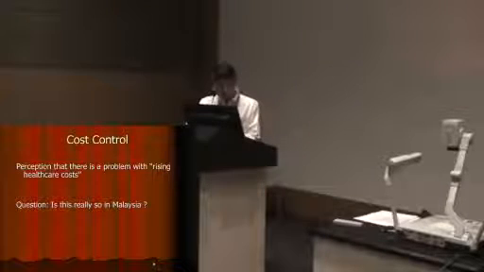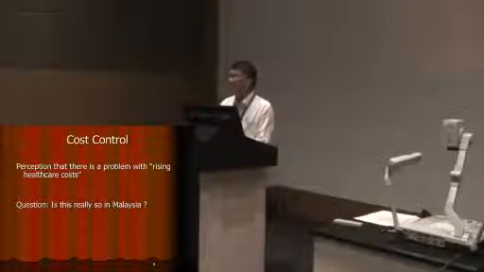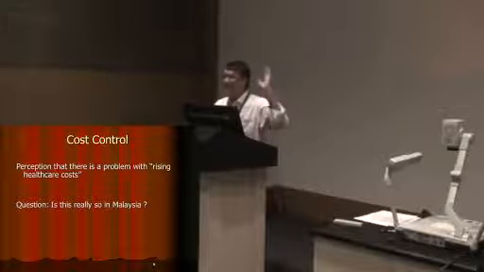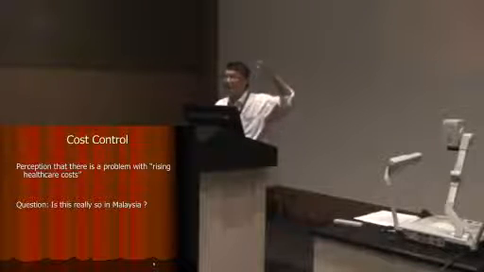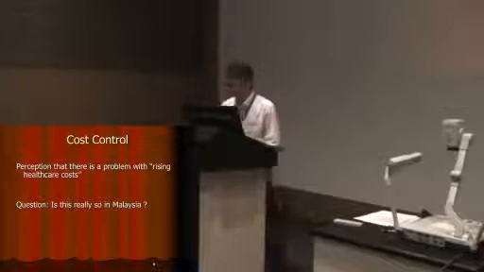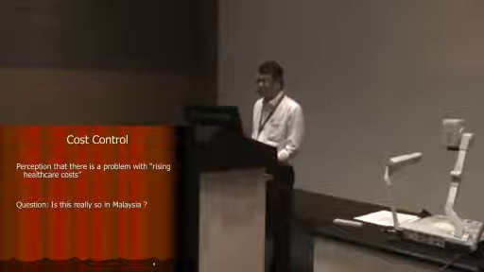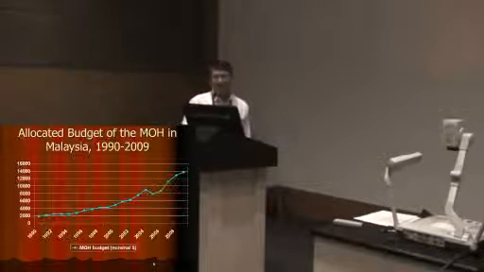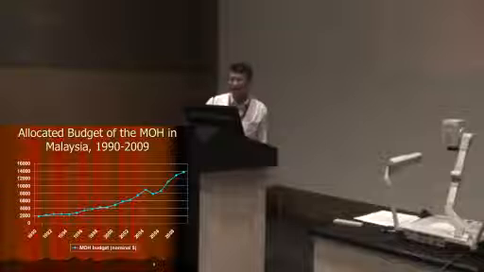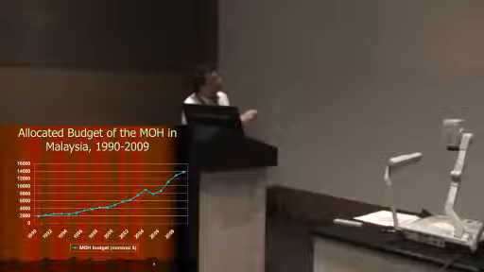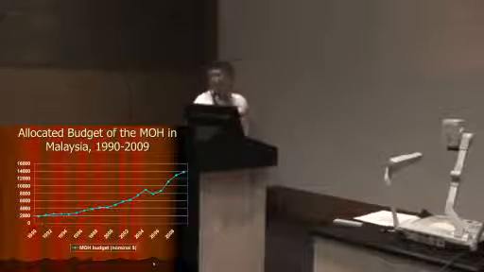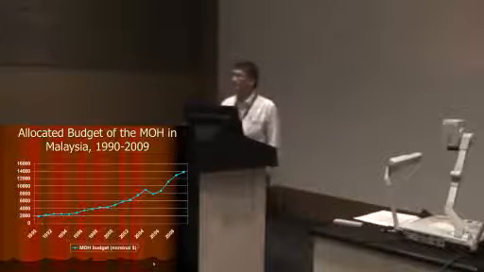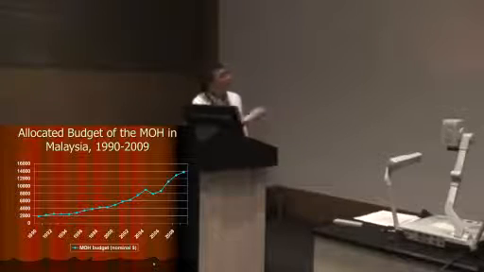Okay, cost control. There's a perception that there's a problem with rising healthcare costs. Is this really so in Malaysia? The government claims that our healthcare costs are rising and rising, so we have to do something about it. Okay, these are some statistics. The allocated budget of the Ministry of Health in Malaysia, 1990 to 2009. So what do you see here? What's the trend? It's going up, the curve is going up.